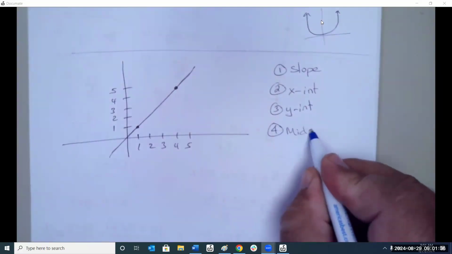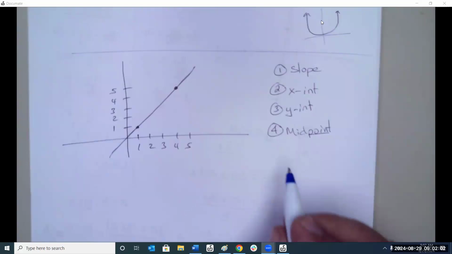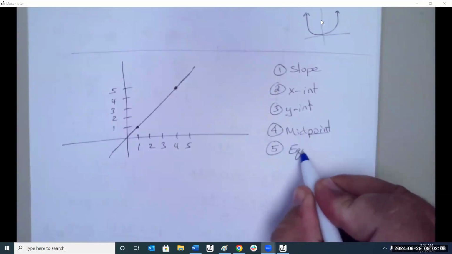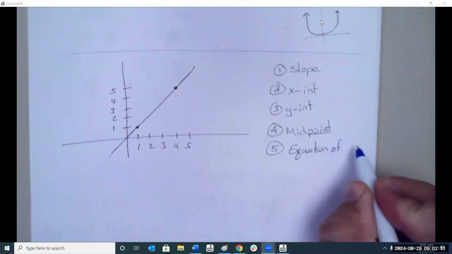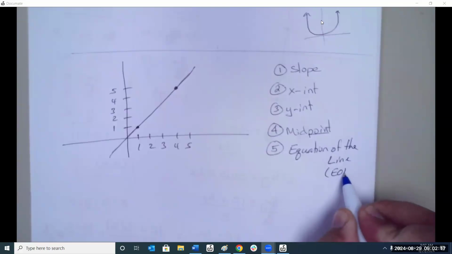Midpoint? What is a midpoint? Not a linear. It's a line segment. Because a line goes on infinitely both ways. There is no midpoint in infinity. So a midpoint is a location that's halfway between 2 points on a line segment. Yeah, it's a point. What else can we find? The equation. Very good. Which I'm simply going to call EOL from now on.